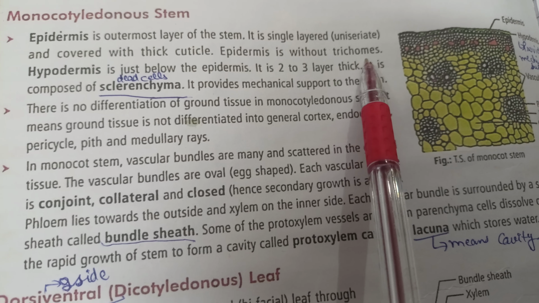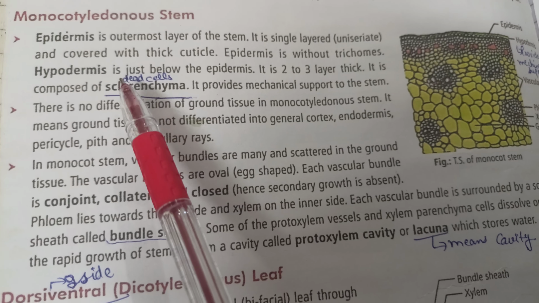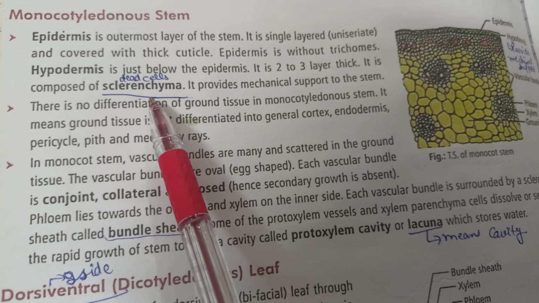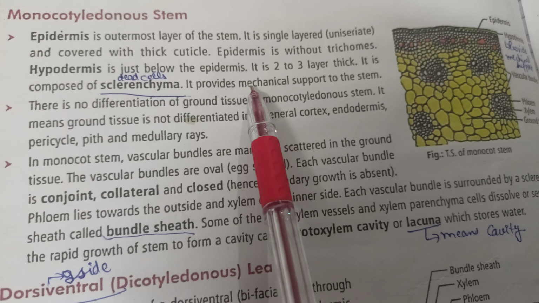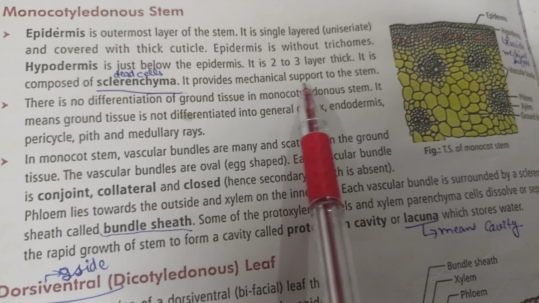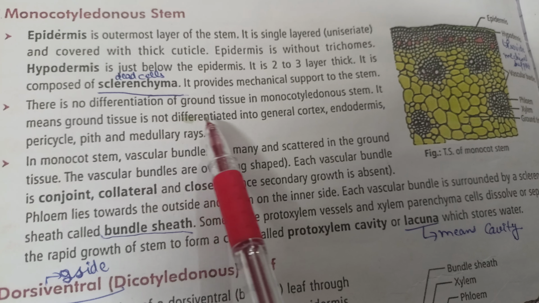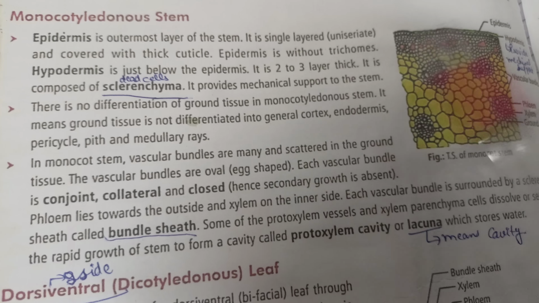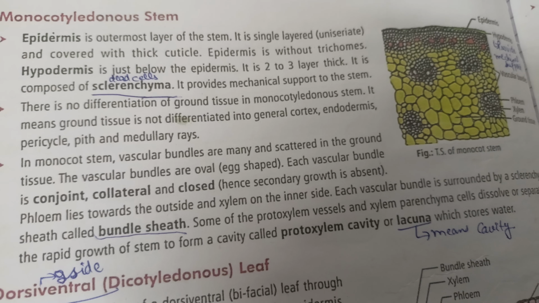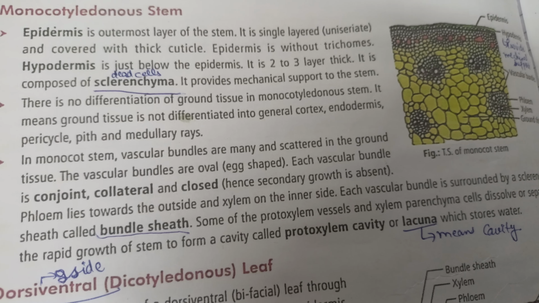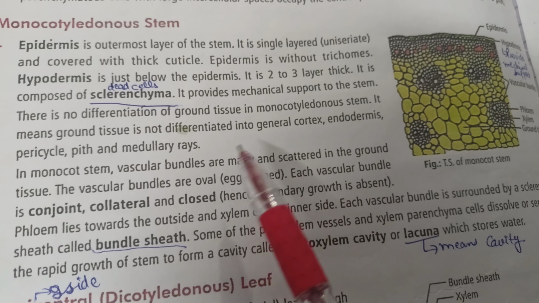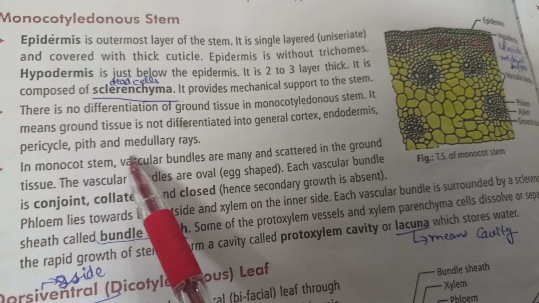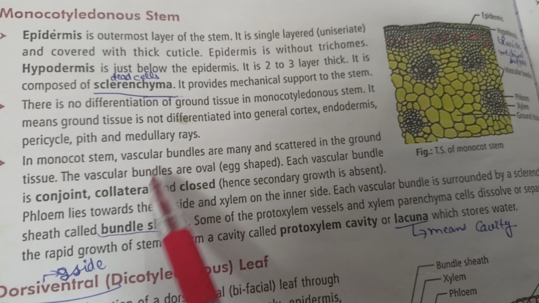The stem's epidermis is without trichomes. Hypodermis is present, 2 to 3 layers thick, and it is made up of generally dead cells, that is the sclerenchyma. The function of hypodermis is just to provide mechanical support, and there is no differentiation of ground tissue in monocot stem. It means ground tissue is not differentiated into general cortex. You can see that general cortex, pericycle and endodermis, such a structure is not present in them. Cortex, endodermis, pericycle, pith and medullary rays are not differentiated.